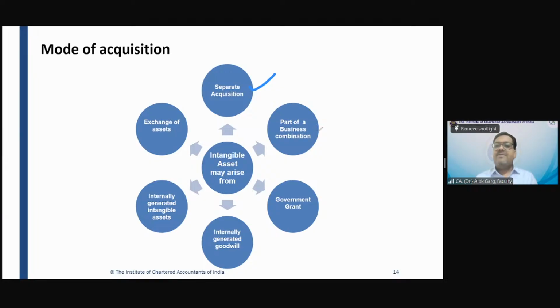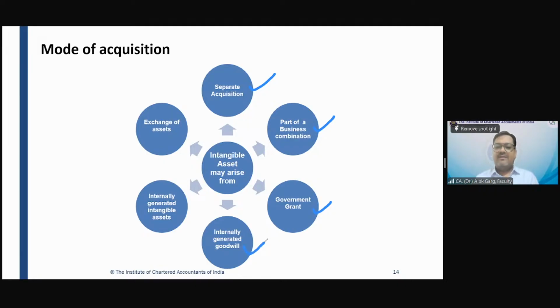Second, the intangible asset as part of a business combination. What does it mean? You acquire a company, and you got some intangible asset while acquiring a company. Government grant. The government has given the intangible asset free of cost or at a concessional rate. For example, the government has told, if you install your plant in the remote area, we will give you free airport landing rights.